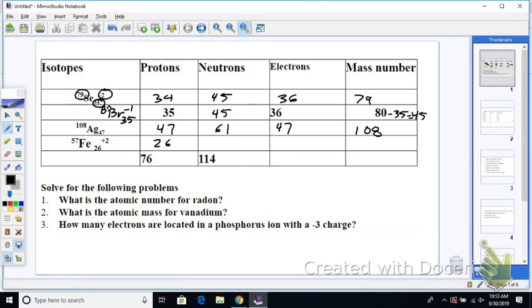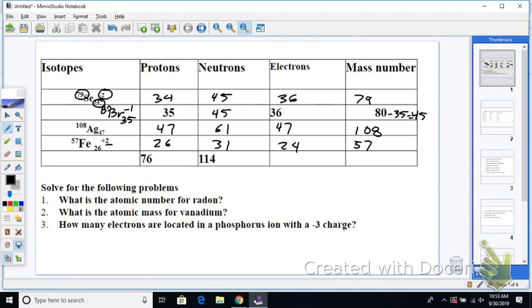26, 57. I always like doing the ones I know. If I know for sure, and then anything I have to calculate, then I can kind of go off of that. So 57 minus 26 would be the neutrons, so that would be 31. And then the electrons, it's a plus 2. So that means I've got 2 fewer electrons, so that should be 24.